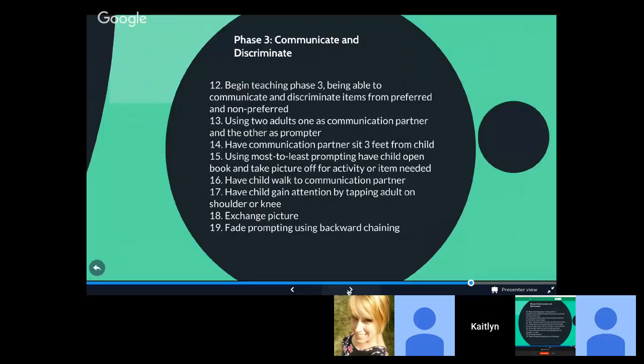Using most-to-least prompting, have the child open the book and take off a picture for the activity needed. So you'll have at least 4 to 5 pictures available for the child so that they can discriminate between what they want. You can even start with pictures that aren't really preferred activities and have one of them be a really preferred activity, just to begin with the discrimination. Again, use most-to-least prompting, have the child walk over to the communication partner, gain their attention by tapping the adult on the shoulder or knee, and exchange the picture. Once again, you'll be using backward chaining to fade.